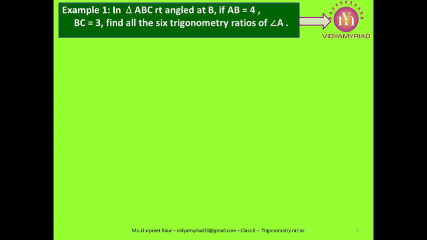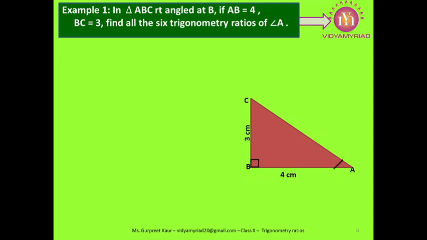Let's do this with an example. In triangle ABC, right angled at B, if AB is equal to 4, BC is equal to 3, find all the 6 trigonometry ratios of angle A. So what are we going to do? We will first make a right angle triangle. They are saying it is right angled at B and we have to form ratios from A. So your triangle becomes CBA.